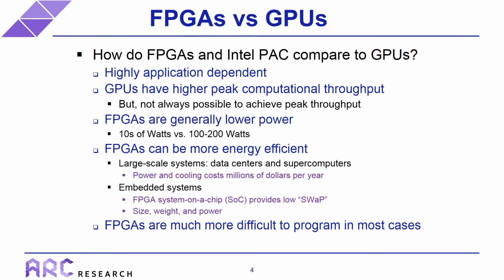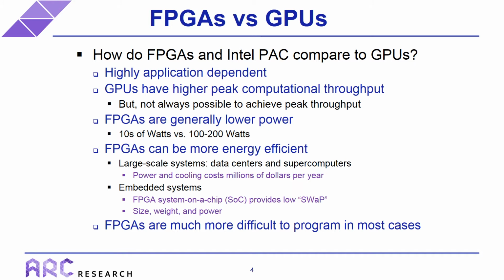So first of all, GPUs, at least the high-end GPUs, have higher peak computational throughput than the highest-end FPGAs. If you look at the current high-end consumer GPUs, you see anywhere from 10 to 20 teraflops. If you're talking about AI performance, it can be over 100 teraflops, but for more general computing, you see 10 to 20. Whereas the highest-end FPGAs, I believe, are just below 10 teraflops. So in terms of peak performance, GPUs outperform FPGAs.